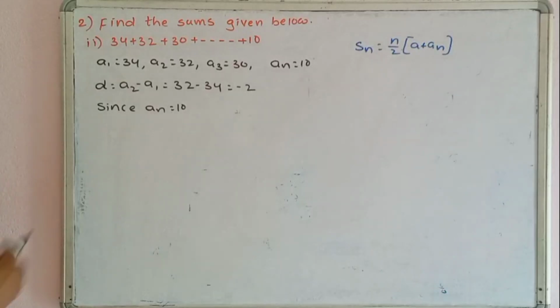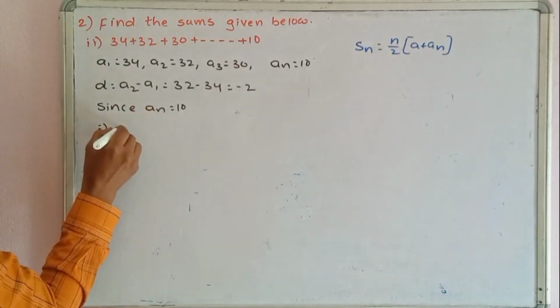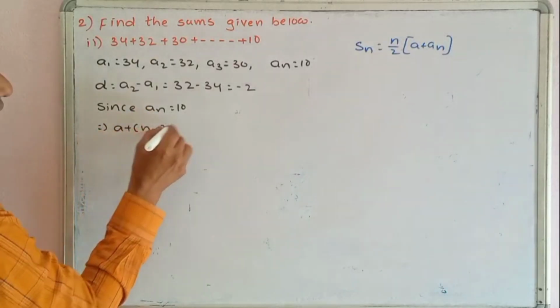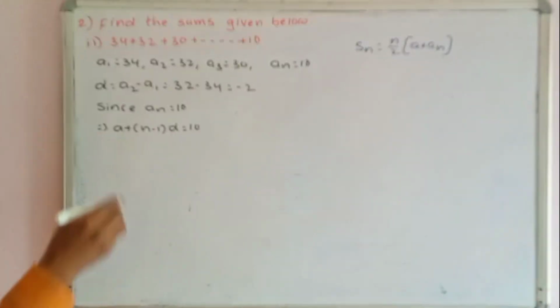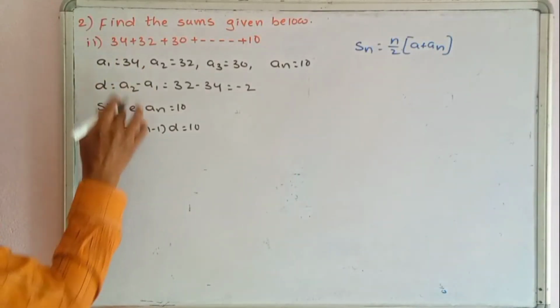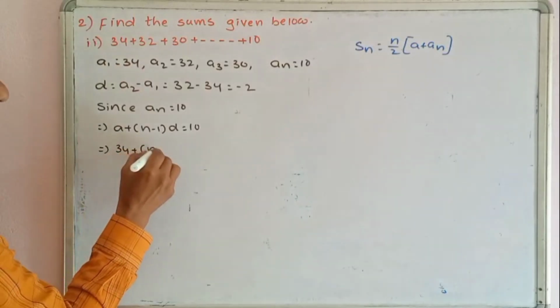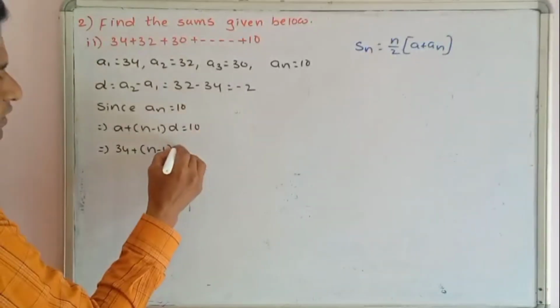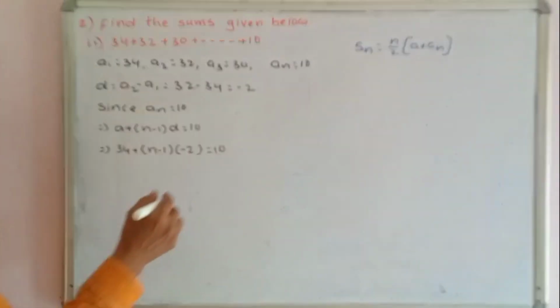So an equals 10. What is the value of an? The an formula: a plus n minus 1 into d equals 10. Okay. Here a value is 34. a is nothing but a1. 34 plus n minus 1, d value is negative 2, equals 10.